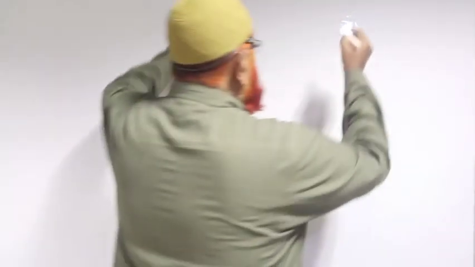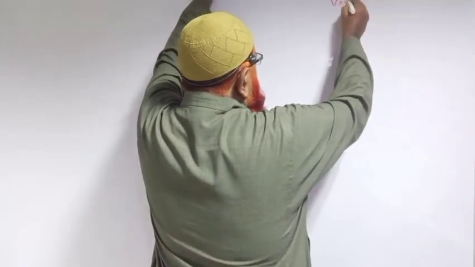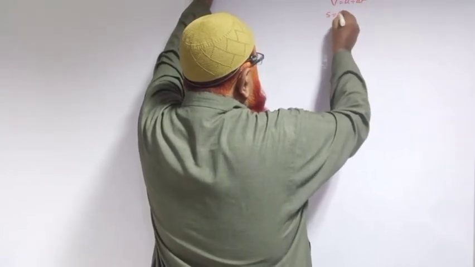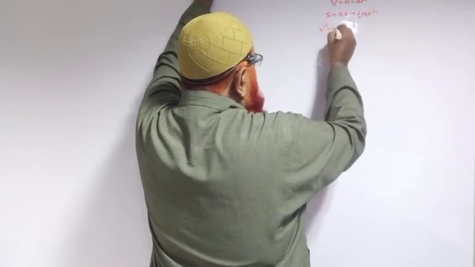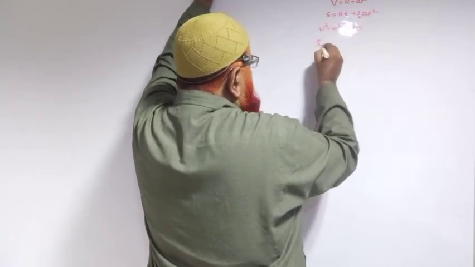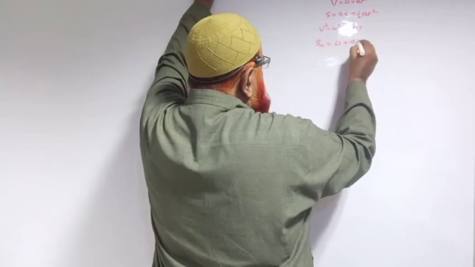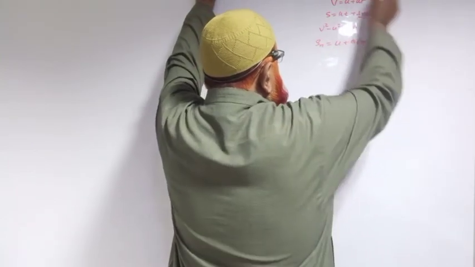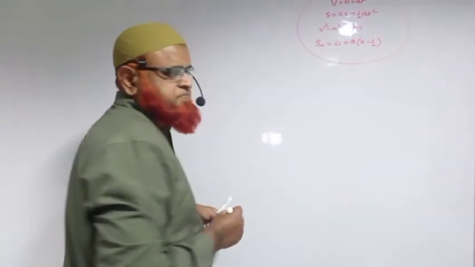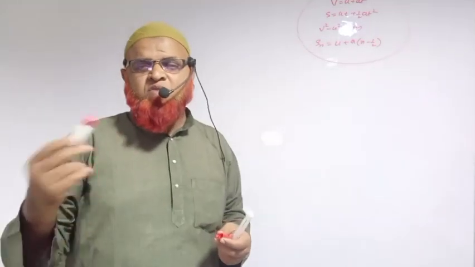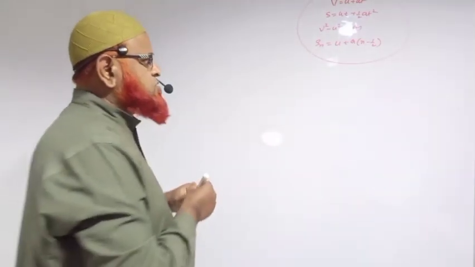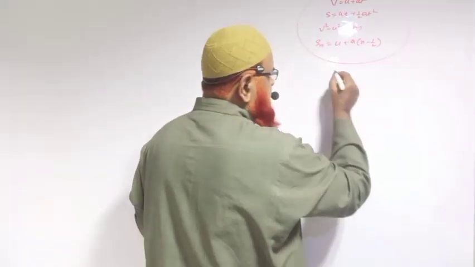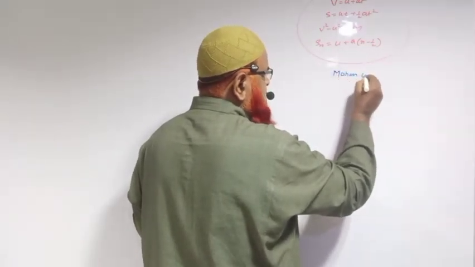Now we shall start the remaining part. You all know that V is equal to U plus AT, S is equal to UT plus half AT square, V square minus U square is equal to 2AS, Sn is equal to U plus A into (n minus half). So these are all equations of motion, but you have to convert these into motion under gravity. Okay? So how are you going to convert them in the case of motion under gravity? So let us take motion under gravity.